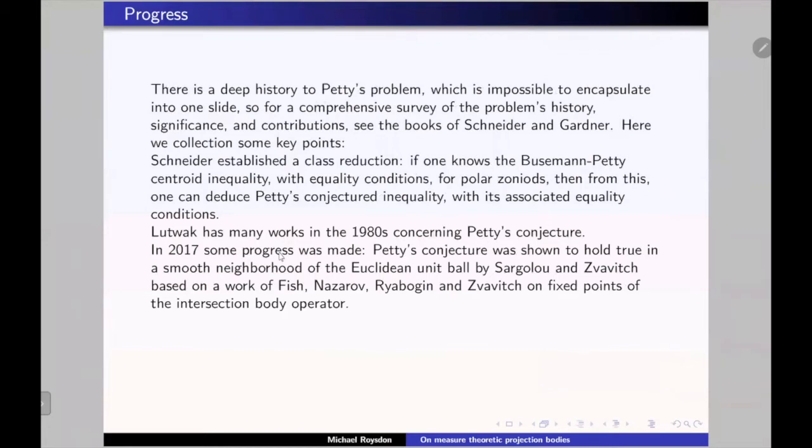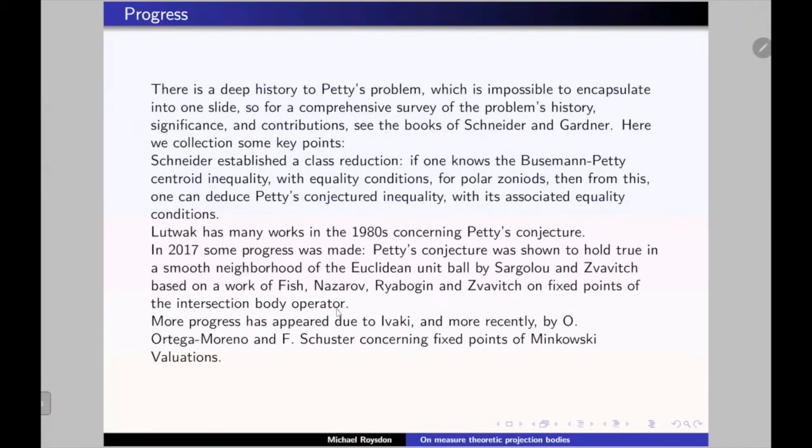It was shown to hold true in a very smooth neighborhood of the Euclidean ball by Christos Saroglou and Artem Zvavitch. And their argument is based on a work of Alexander Fish, Fedor Nazarov, and Dmitry Ryabogin, where they considered fixed points of this intersection body operator. I won't comment on what the intersection body operator is, but it is more or less dual to the projection body operator. More progress also appeared soon after by Mohammad Ivaki, and even more recently this year by Oscar Ortega-Moreno and Franz Schuster concerning fixed points of Minkowski valuations.